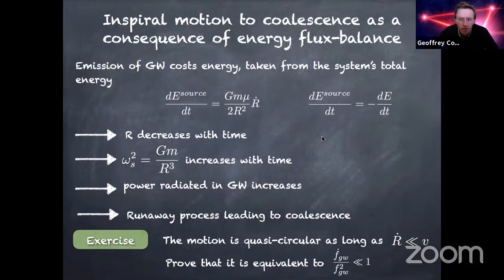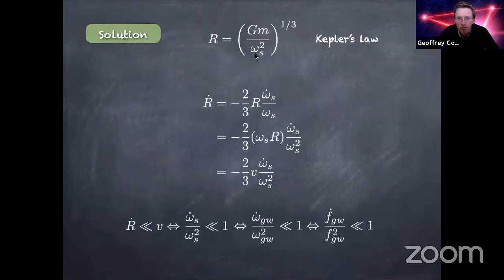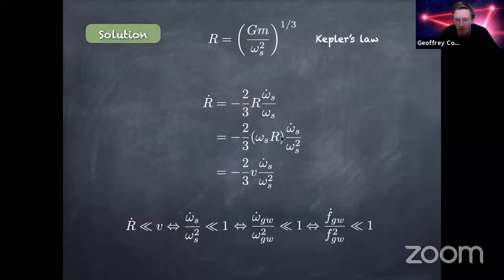Okay, so I think we should not spend too much time on this. You use Kepler's law and you take the time derivative of it. So this is like omega_s to the power minus 2/3. So it's minus 2/3 omega_s dot divided by omega_s times R. So if I put back 1 power of omega_s, this is the velocity. Now, if the change in R is less than the velocity, the same as this frequency of the source, omega_s dot over omega_s squared is less than 1. Since they are commensurate, it's the same as the frequency of the gravitational waves, with a factor of 2 pi that I can remove. So it's just this one.